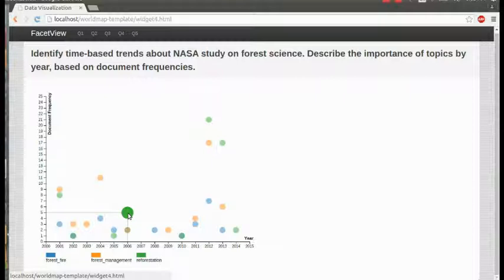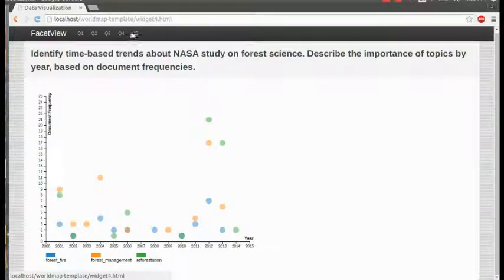The point that I'm hovering over shows that the topic of reforestation was talked about in 5 different documents in the year 2006. We can see that there is generally an upward trend in the number of documents talking about forest science, which shows us that this is an increasingly important topic. In addition, forest management and reforestation are talked about more than forest fires, which also makes them relatively more important topics.